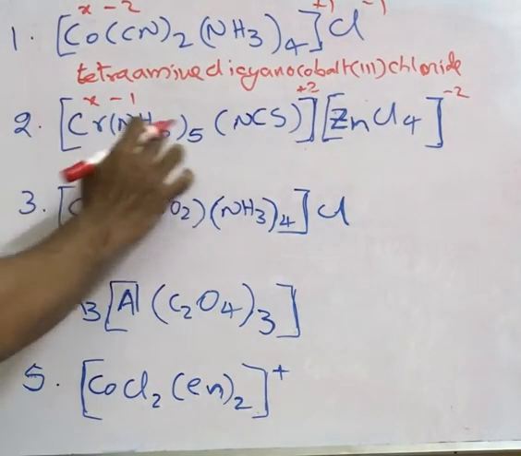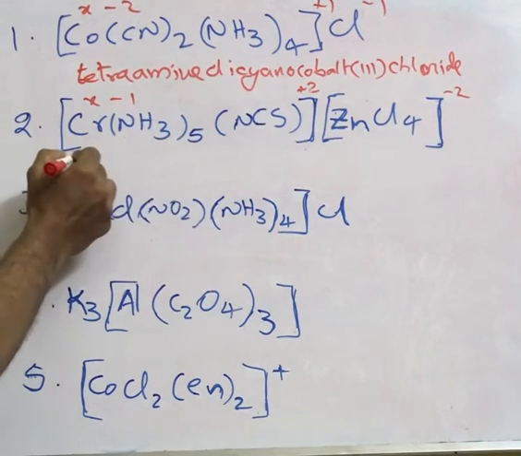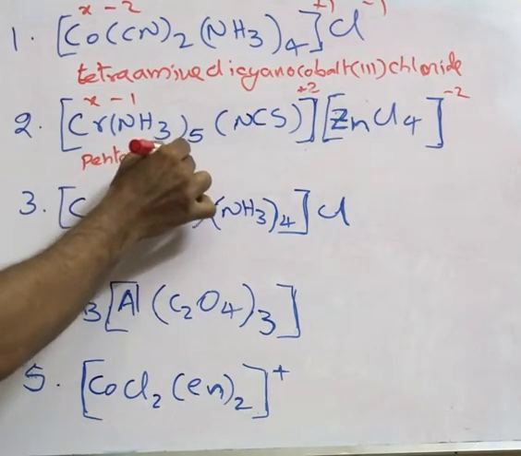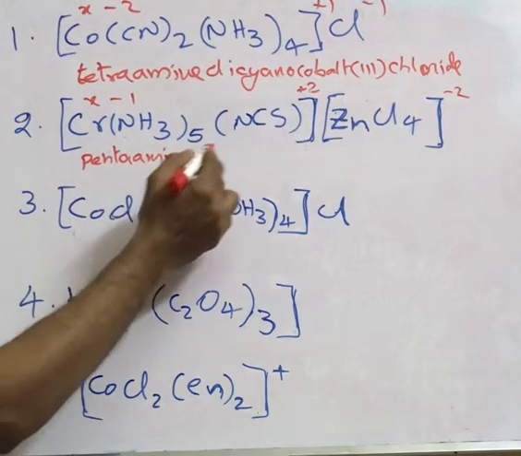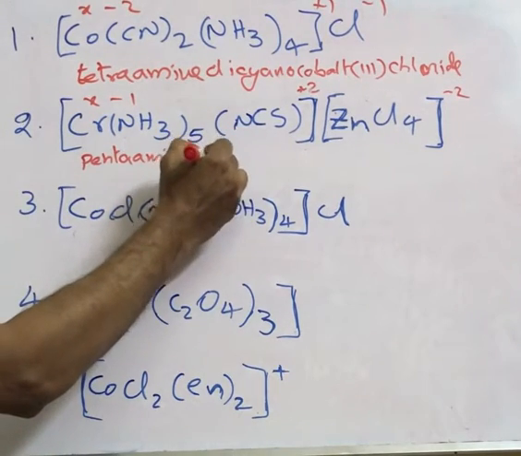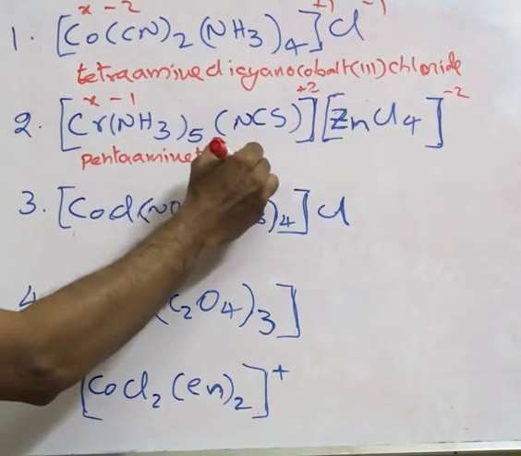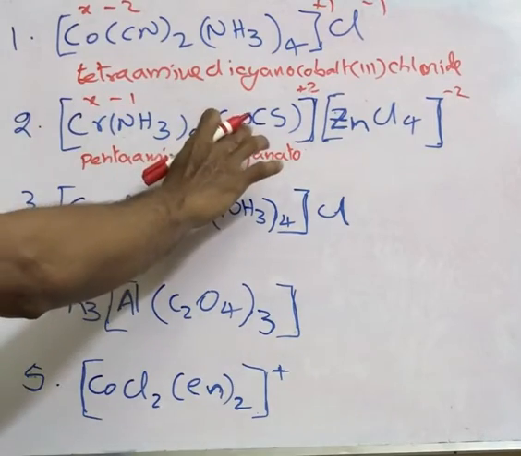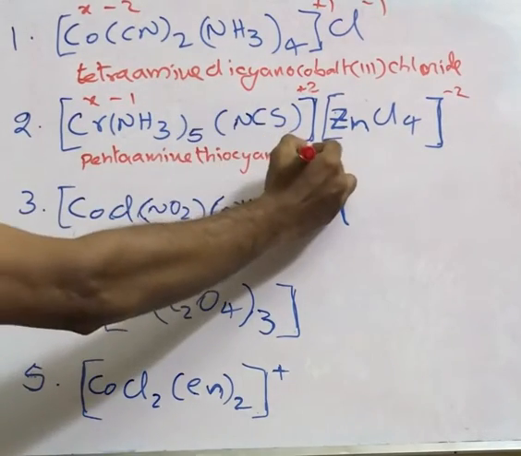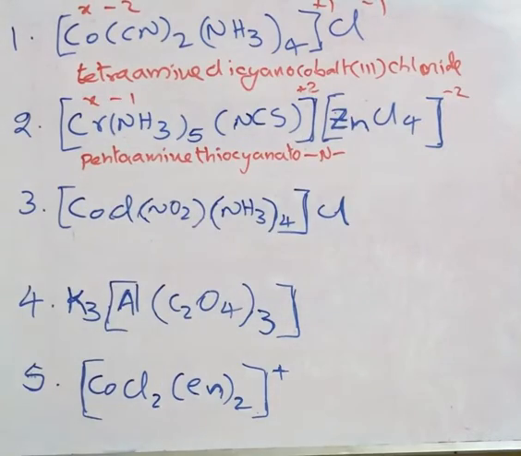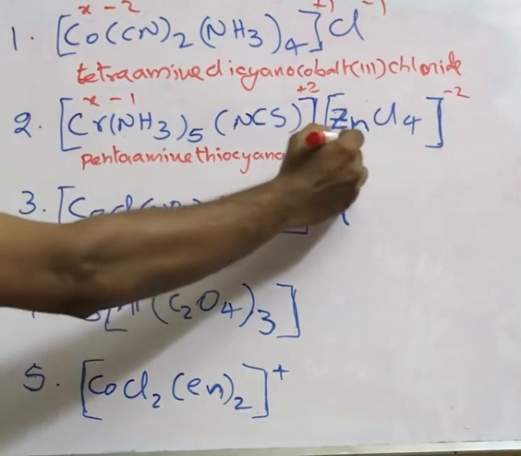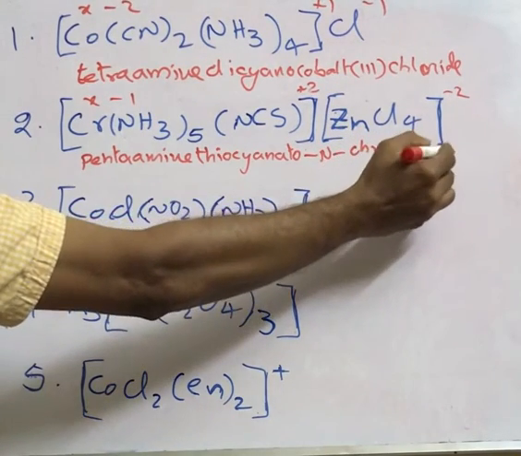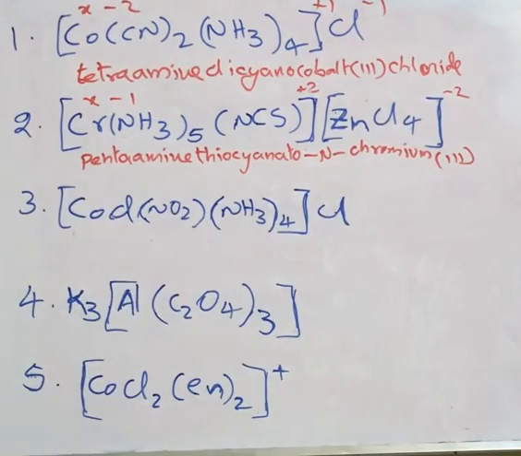Now, when you write chromium, first you write amine, because A comes first alphabetically. So pentaamine, correct? Pentaamine. This is the thiocyanate group, so you have to write thiocyanato. Whether it forms a bond with N or S, here it is N, so you need to represent the linkage: thiocyanato N. Then chromium, whose oxidation state we said is 3, you write 3.